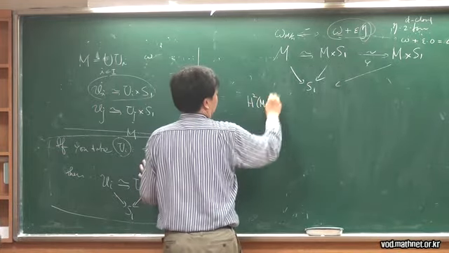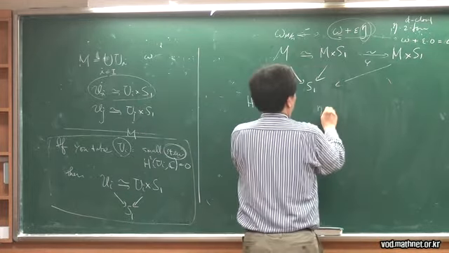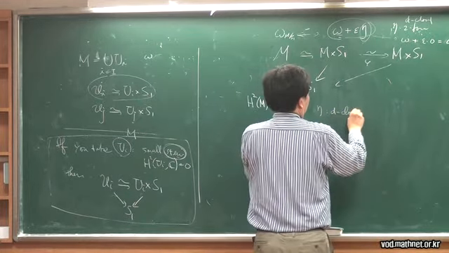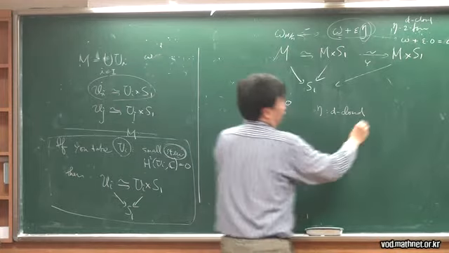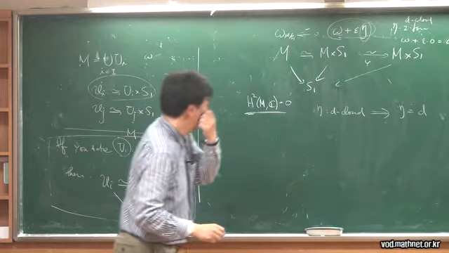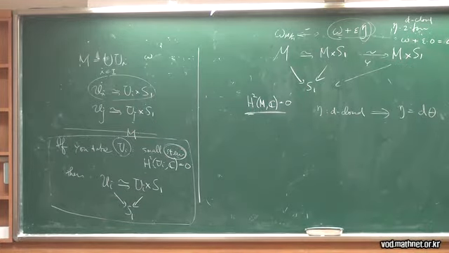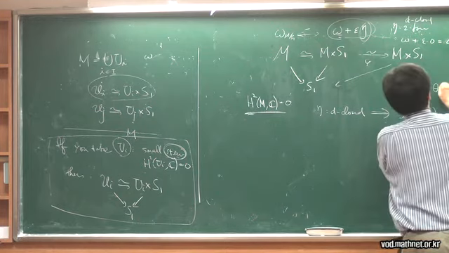It's very easy. H2(M) is zero. Then this means that eta is d-closed. But if you use this, then eta is d-exact, so d theta. Theta is not a contact form or anything, just some one-form. Yes, this is some one-form.